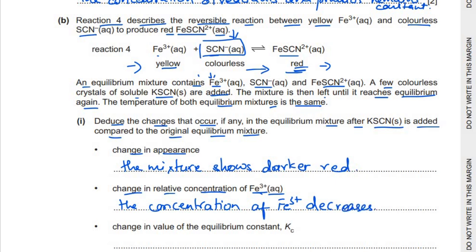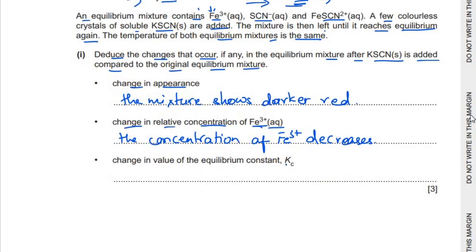Okay, change in the value of the equilibrium constant Kc. We need to understand this point very clearly: the equilibrium constant Kc changes only when the temperature is changed. Otherwise, a concentration change or pressure change doesn't make any difference to the value of Kc, because the ratio of products to reactants remains constant. So we can write: no change in the value of Kc.